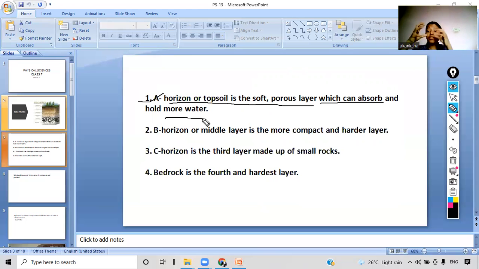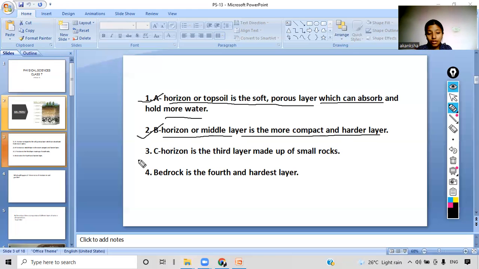And most of the plants grow on this A horizon. Coming to the second, it is the B horizon, or the middle layer. The middle layer is a more compact and harder layer. Means the first layer was soft, but the second layer, the middle layer or the B horizon, is harder in nature, right? And it is the middle layer.